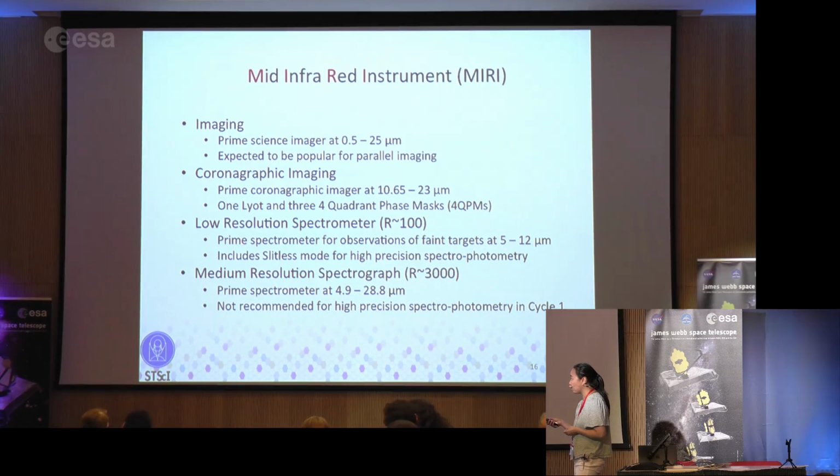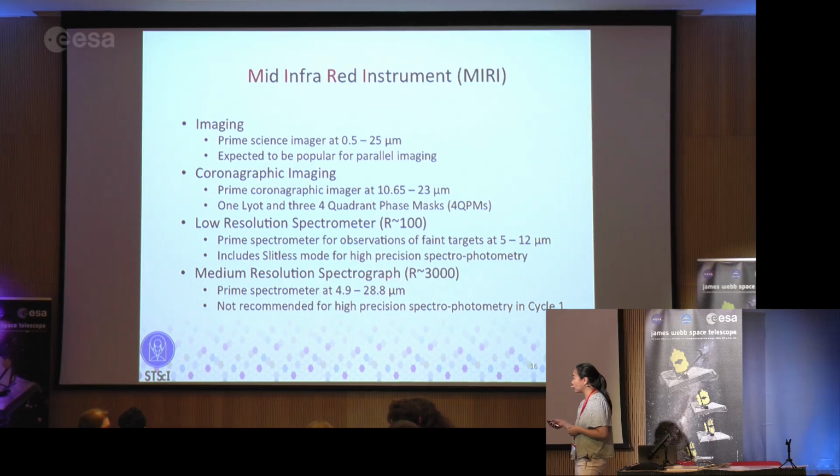The low-resolution spectrometer offers an R of about 100. We expect this to be the prime spectrometer for observations of faint targets at 5 to 12 microns. This is because it has a substantially higher throughput than the MRS. Its throughput is about 50%. It also includes a slitless mode for high-precision spectrophotometry. So this is MIRI's TSO mode.